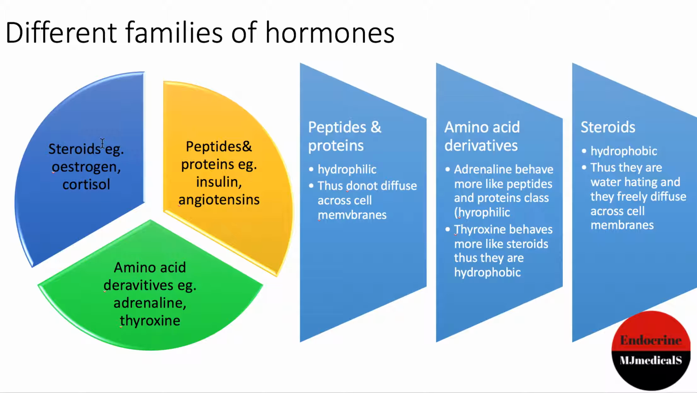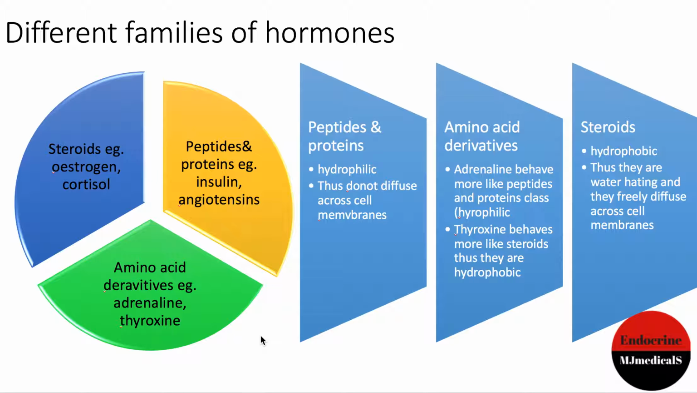Now, there are different families of hormones that we need to know about, and I've listed a few of them, the main three ones here, and what their properties are here on the right. So the first one that you want to know is peptides and proteins. Examples of these include insulin and angiotensins, and these are basically, if you look over here, hydrophilic, so they're water-loving. So thus, they do not diffuse across the cell membrane because they don't want to leave the water behind, so they are hydrophilic. The next set of examples are amino acid derivatives.